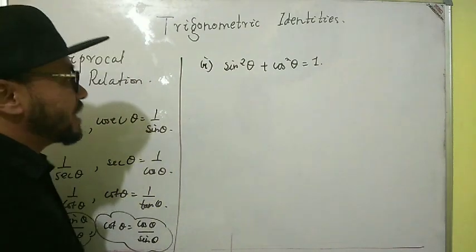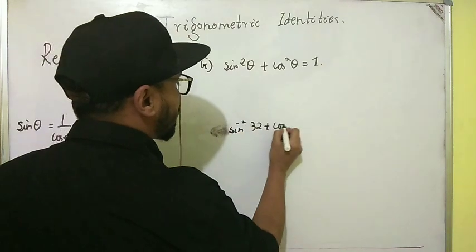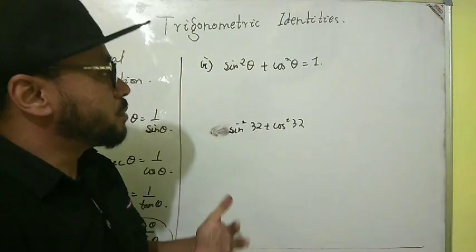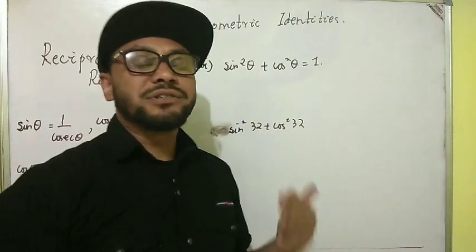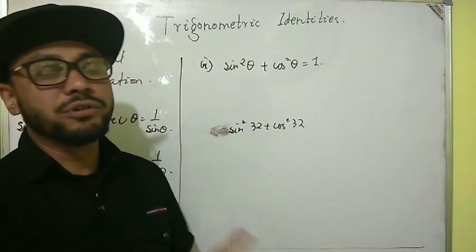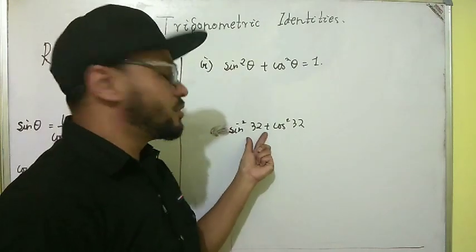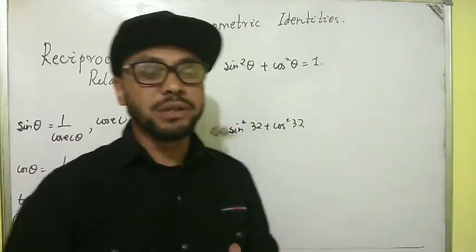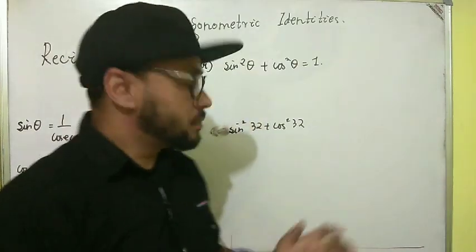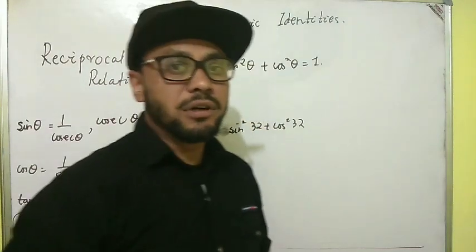Now let me explain with an example. If I write sine square 32 plus cos square 32. If you go back to videos number 2 and 3, we discussed the complementary angle and the standard angle. Now, is 32 a standard angle? No, it is not. If it is a standard angle like 0 degree, 30 degree, 45 degree, 60 degree and 90 degree, we have the values, but for sine 32 we don't. Actually we have the values, but till class 10 there is no need to know the values of all the trigonometric angles other than standard angles.